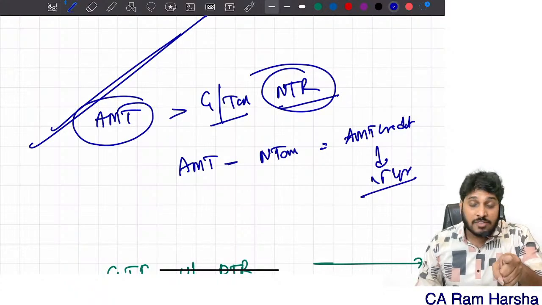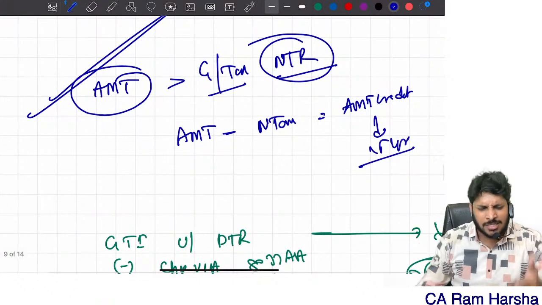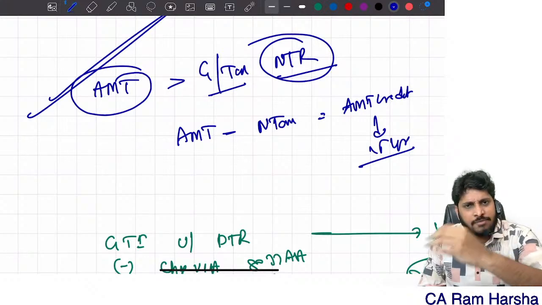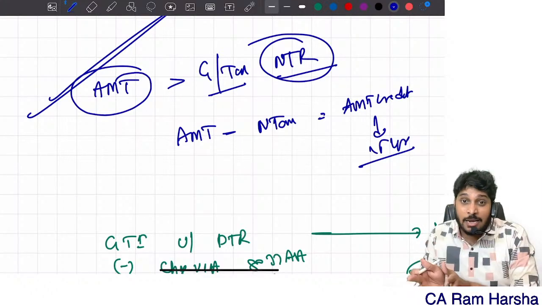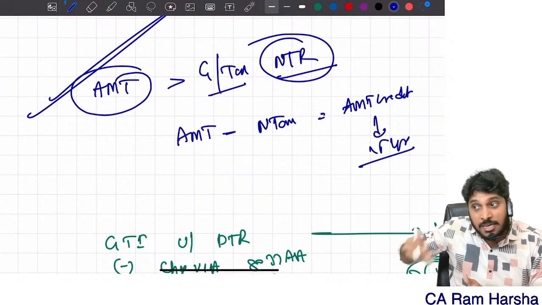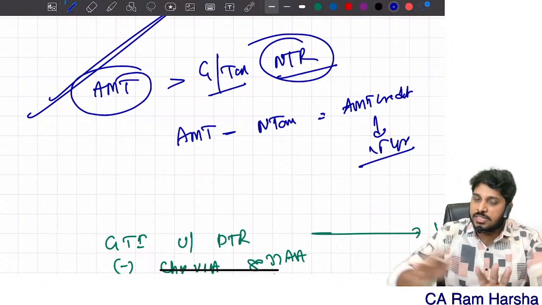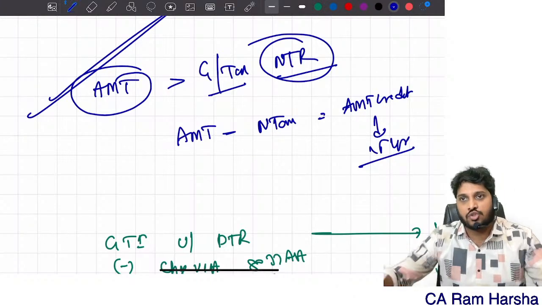You can set off this AMT credit in the upcoming years, even though you are paying tax under the default tax regime. AMT credit can be set off against the tax liability that you are paying under the default tax regime in the future. That is permitted, absolutely not an issue. That's it.